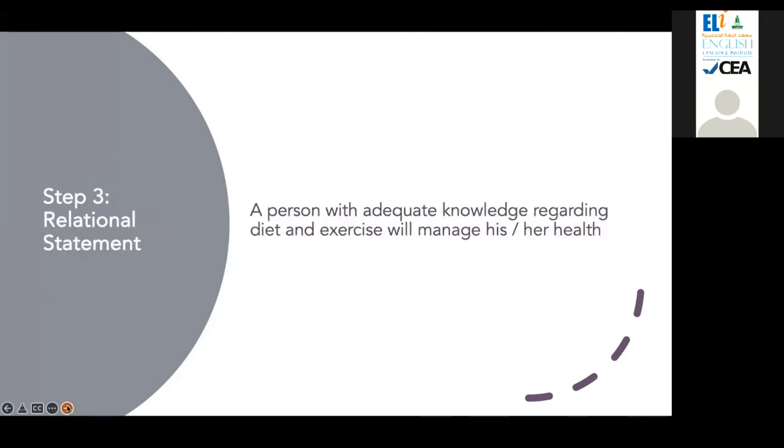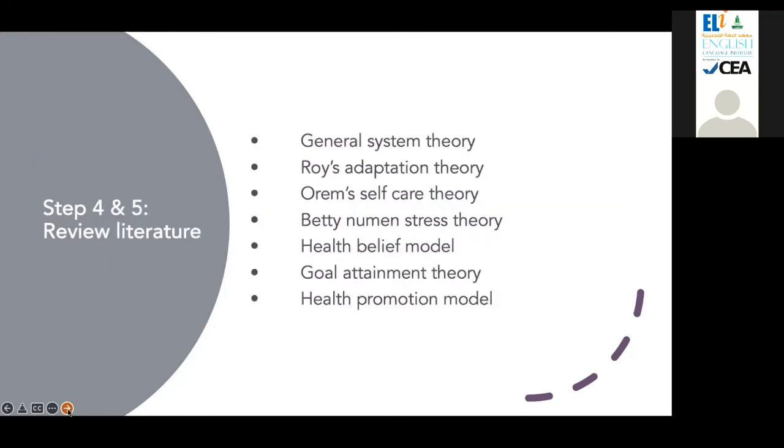And then in step 3, we have to clearly establish a relational statement. What is the relationship between the variables here? So a person with adequate knowledge regarding diet and exercise will manage his or her health, for example. This is the relational statement. So if you have adequate knowledge regarding diet and exercise, then you will manage your health in a better way. So there is a kind of correlation and relationship between adequate knowledge and managing health.